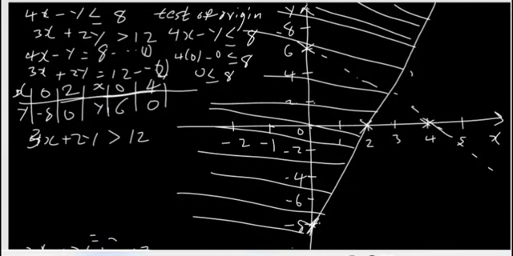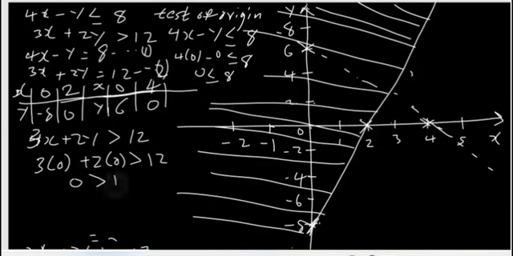We insert x and y as 0. We are going to have 3 into 0 plus 2 into 0 is greater than 12. Is this true? This means that 0 is greater than 12. Is this true? No. 0 can never be greater than 12. So that means that this second one has failed the test of origin.